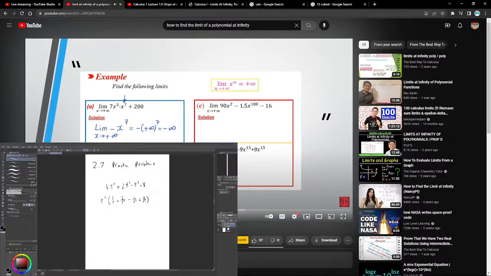Huh? What? Okay, highest power, x to the 7 when x goes to positive infinity, and this equals negative positive infinity to the power 7.